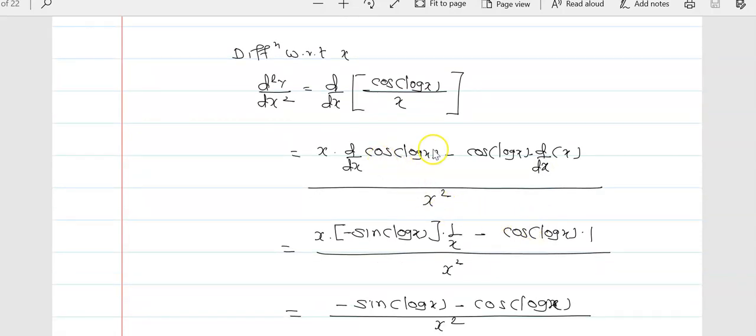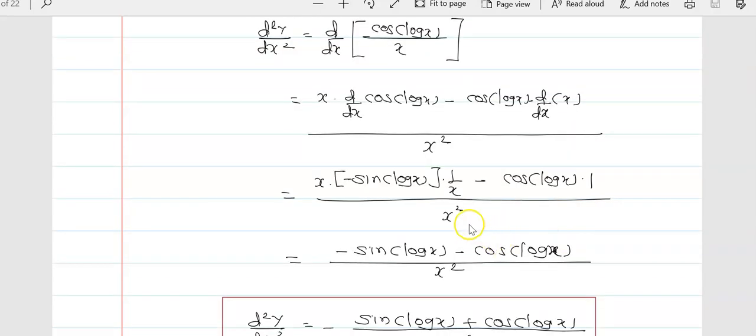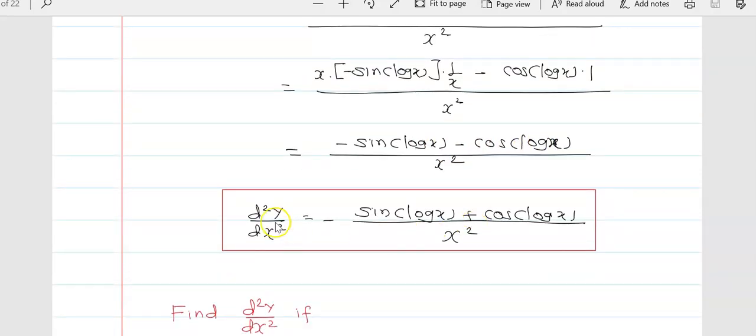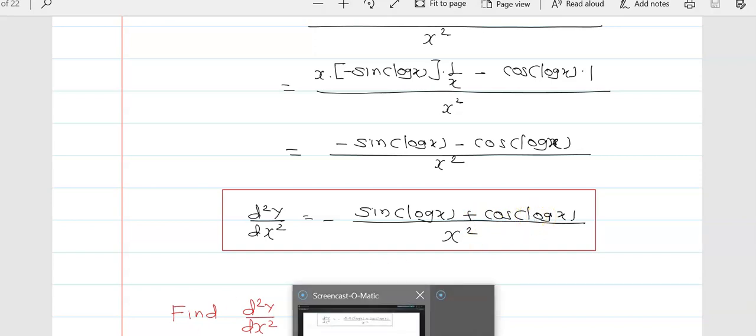Now, derivative of cos of log x is a minus sine of log x into derivative of log x, which is 1 upon x, minus cos of log x into derivative of x, upon x square. And now simplify this, that is x into this 1 upon x. This x will get cancelled, and then you will get minus sine of log x minus cos of log x upon x square. Take minus sign as common, therefore d2y by dx square is equals to minus sine of log x plus cos of log x upon x square. Now the next example.